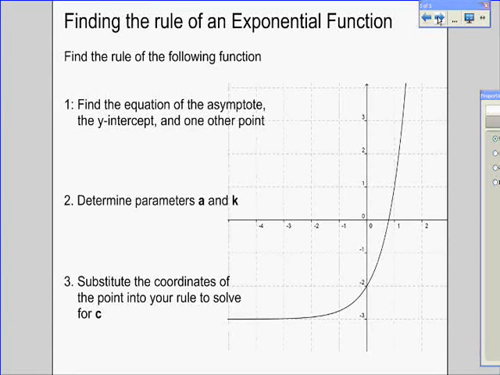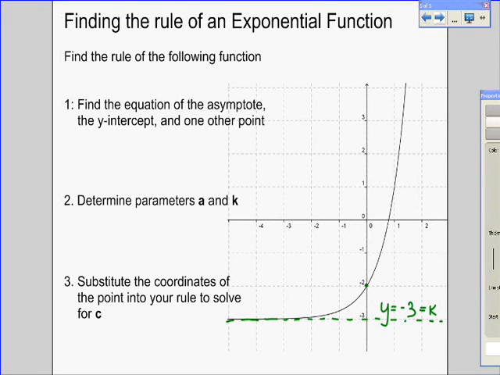So if we're given some graph, like this one on the right, and we're asked to find the rule of this function, the first thing is to recognize the shape, to realize that it's an exponential function, that they have this distinctive curve with a horizontal asymptote. And we're going to find the equation of the asymptote, the y-intercept, and one other point, any other x and y. So the equation of the asymptote here is negative 3. And that's our value of k.